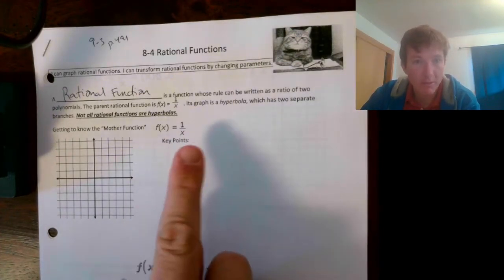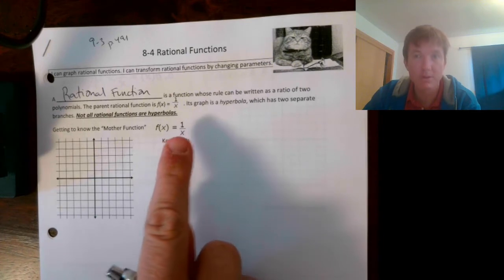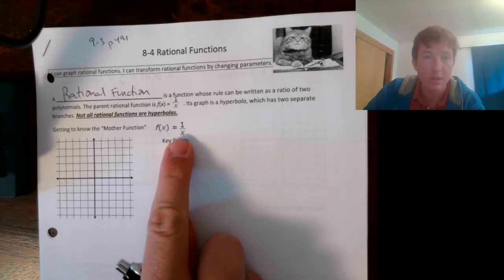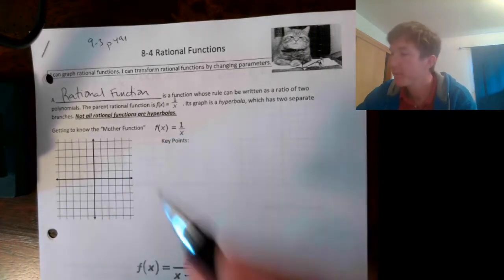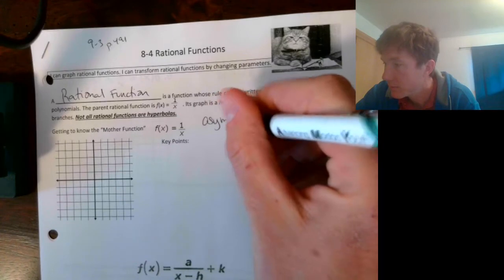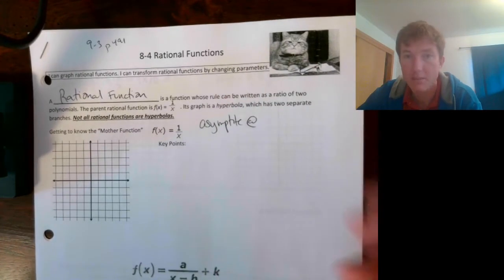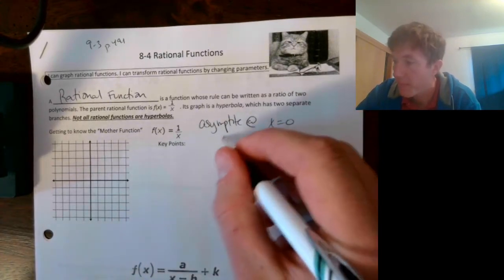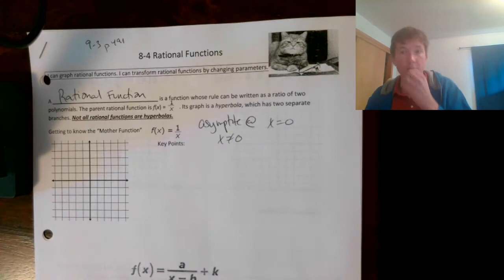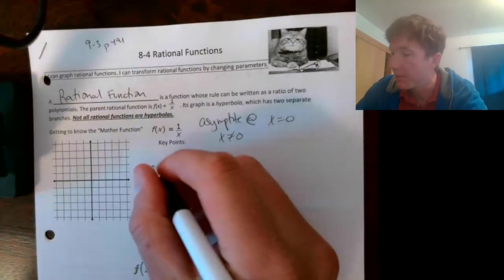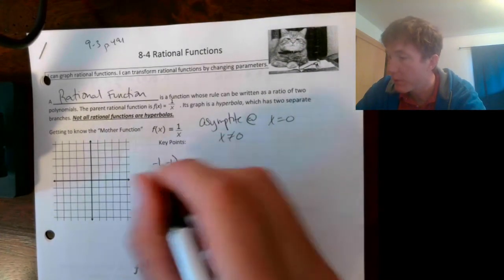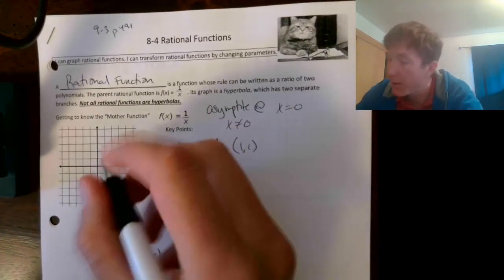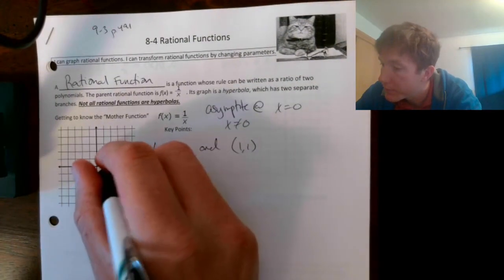It is a hyperbola if we have an asymptote. Okay, that's when you have something that doesn't cancel out on the base. This is asymptotic in nature. We're going to have an asymptote here at x equals 0. Why? Because x can't equal 0. Okay, so our key points for these graphs are going to be negative 1, negative 1 and 1, 1. I'm going to graph those here, just like that.